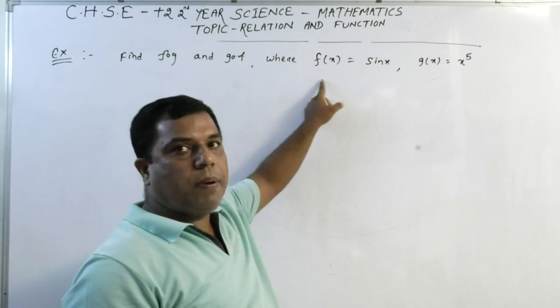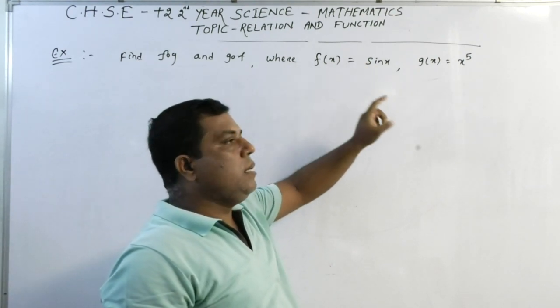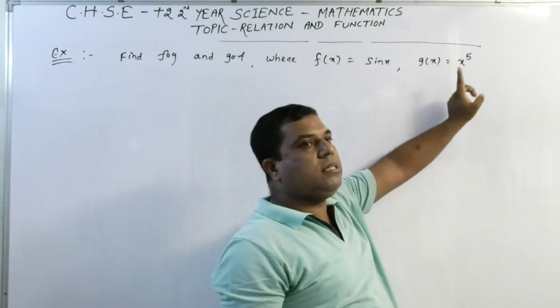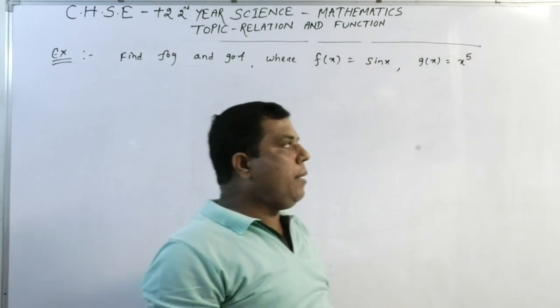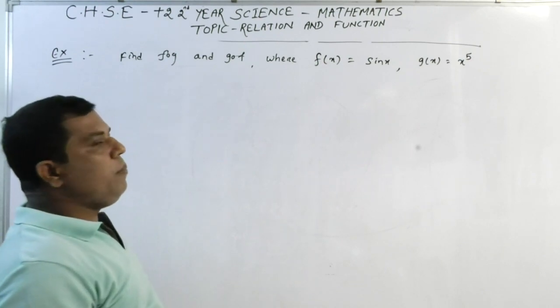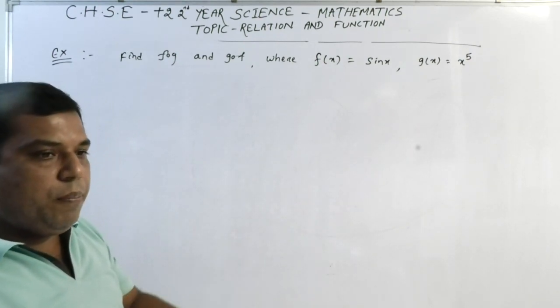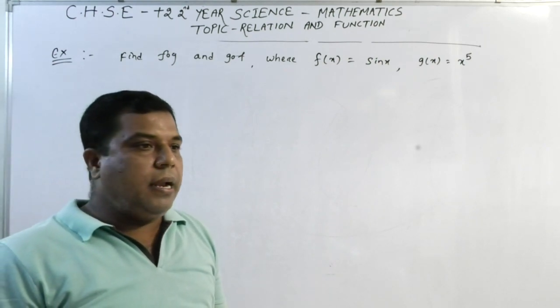F of x is defined as sin of x. G of x is defined as x to the power 5. Now, are we able to find fog? Are we able to find gof? And if yes, how can it be defined?